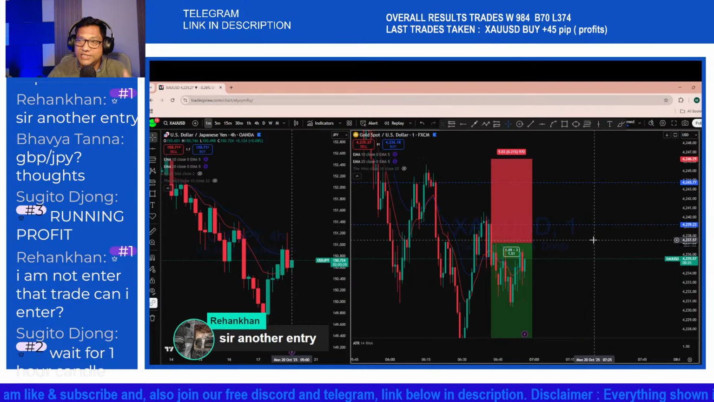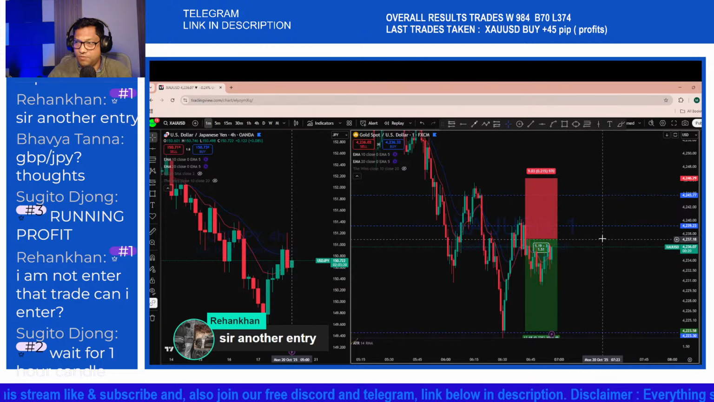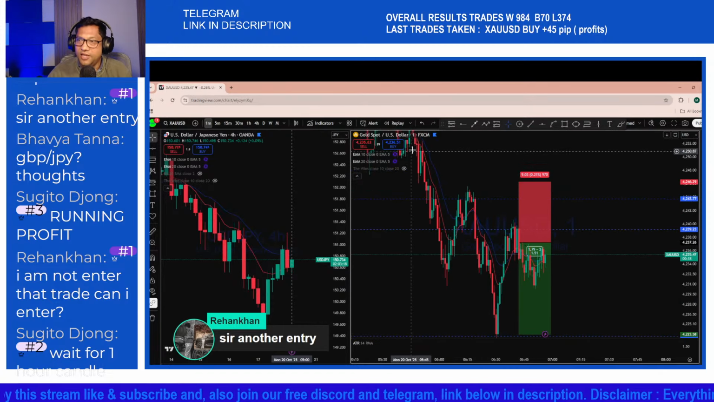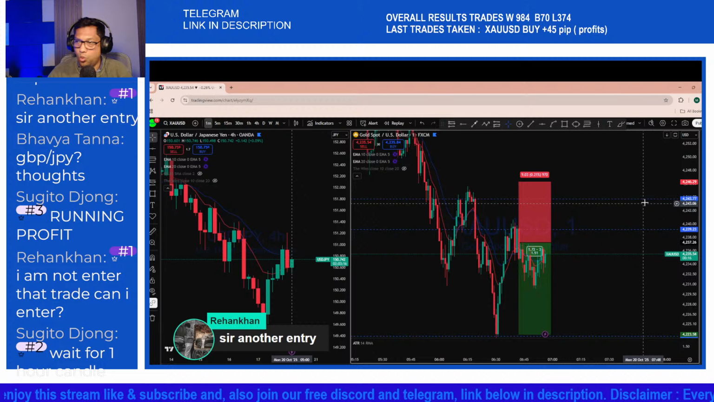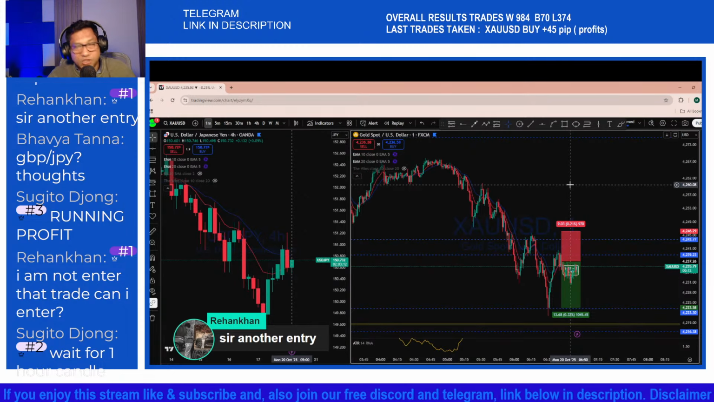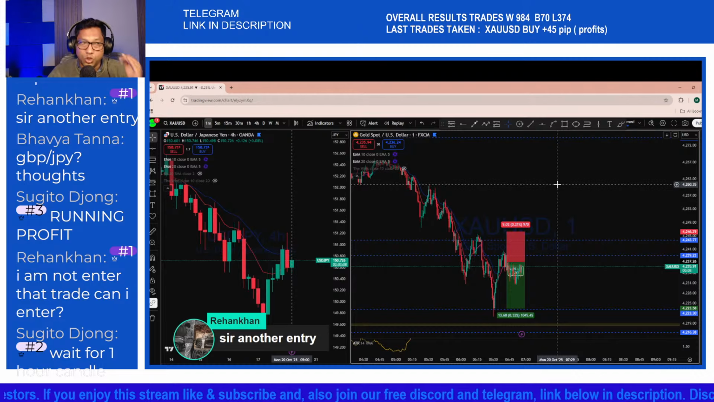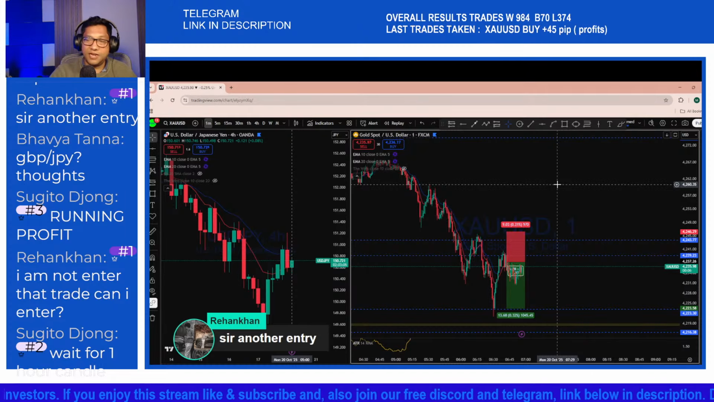If you look at this entry that we have taken, what is the edge here? The edge firstly is the trend, right? What is the trend here? We know that from the daily it's a bull market, but we are trading on this lower time frame. On the 1 minute we see that there was a daily bear candle formed.